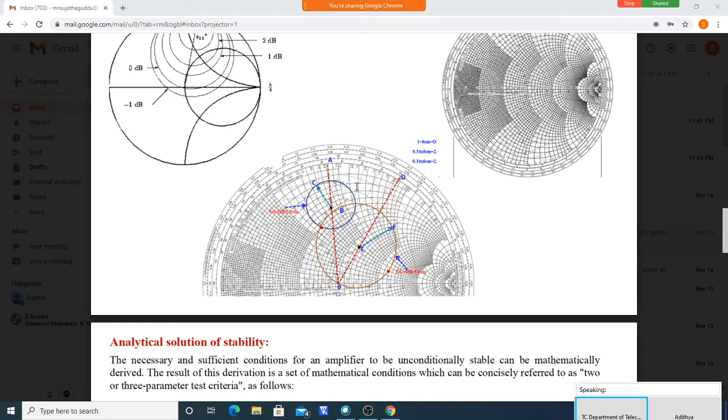So, I told that to get 2 dB, we can take any value over this. But there is a problem. We cannot take any value over this. Before taking the impedance over this circle, this constant gain circle of 2 dB, before taking a value over this, you should see one more parameter. One more parameter we have to check. So what is that we have to see now?